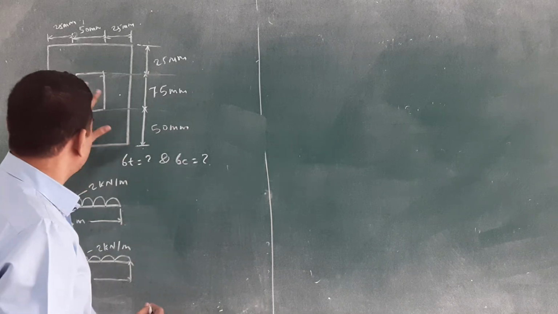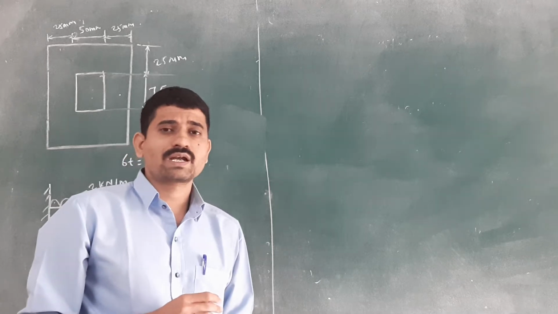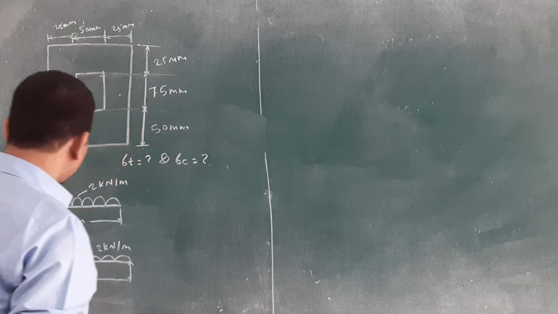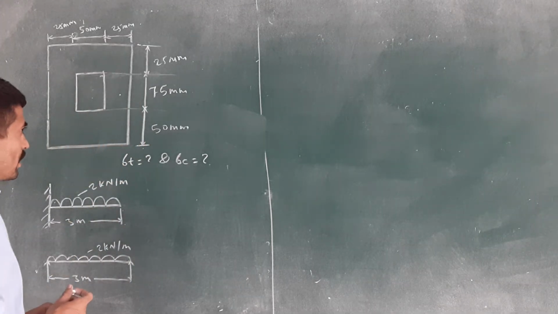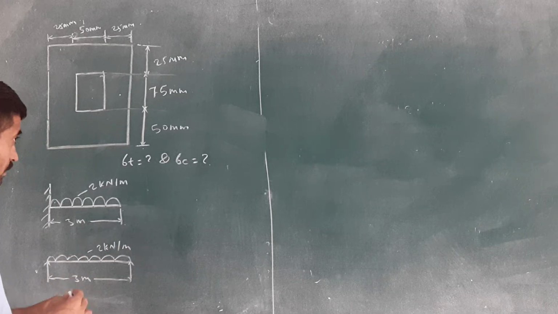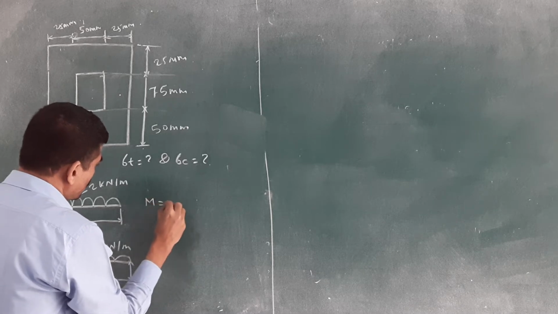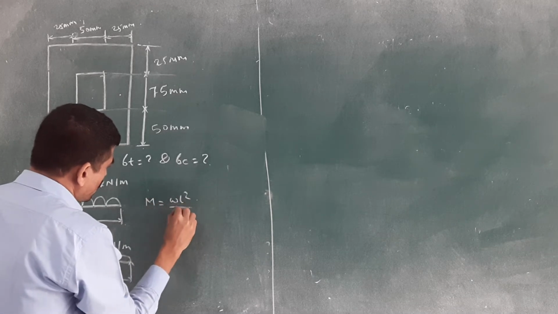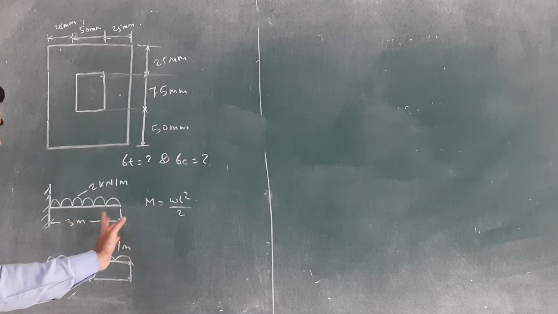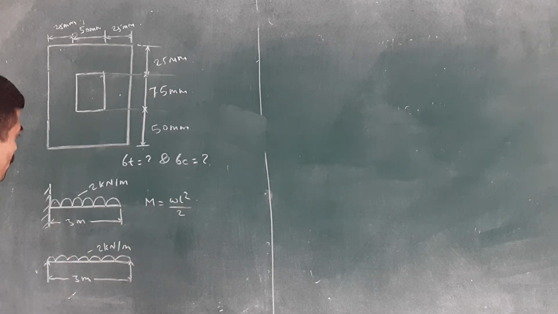How do we find the maximum tensile and compressive stress? This figure is not symmetric, so we want the parallel axis theorem. You know the parallel axis theorem; we saw it last lecture. First I will calculate the M value for the cantilever as well as the simply supported beam. What is the maximum bending moment? M is equal to WL square by 2. We saw this last lecture and in the second unit also. This is the maximum bending moment.